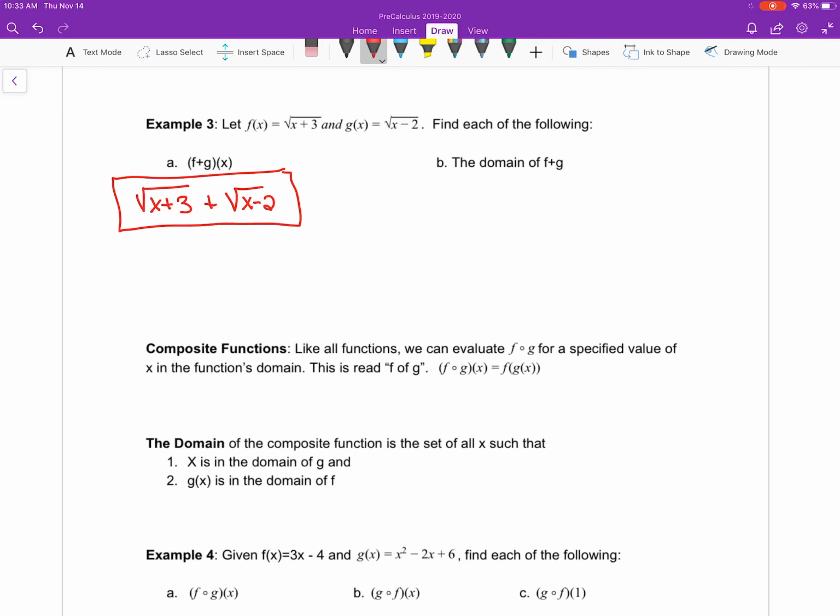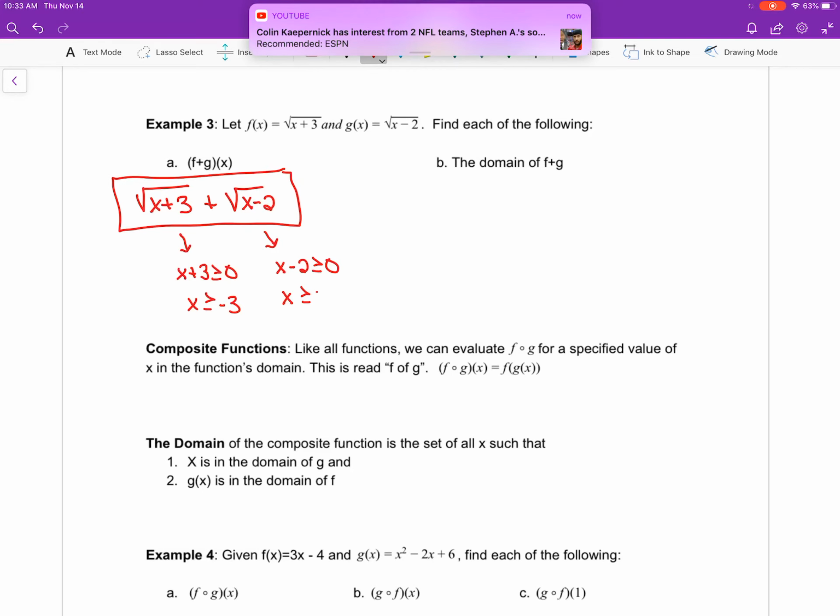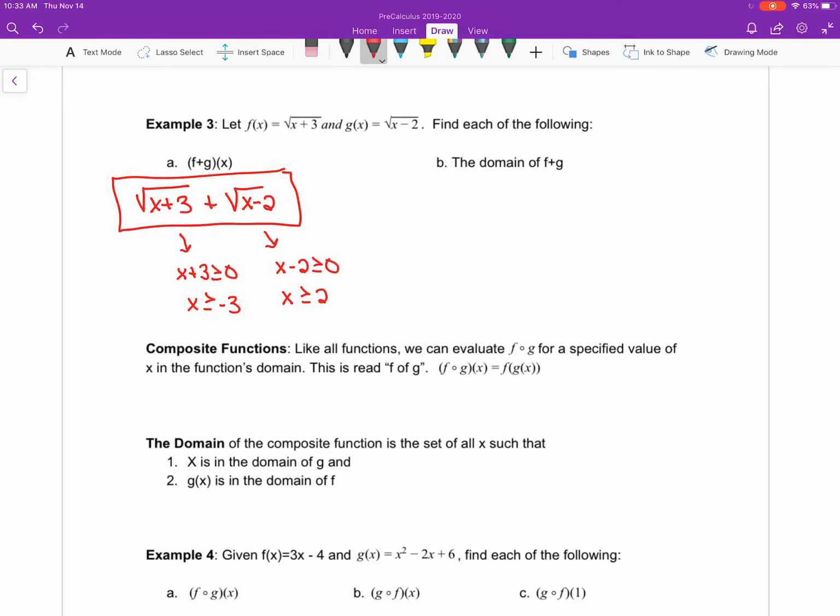Now, finding the domain of f plus g, we can look at everything individually. If we looked at this piece, x plus 3 would have to be greater than or equal to 0. So x would have to be greater than or equal to negative 3. If we looked at this piece, x minus 2 would have to be greater than or equal to 0, or x would have to be greater than or equal to 2.